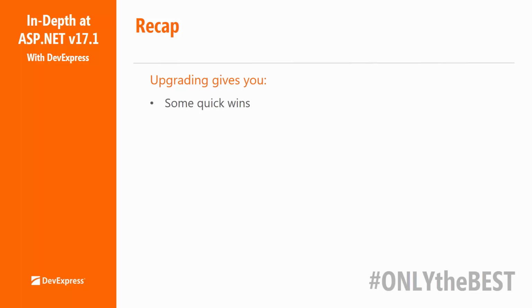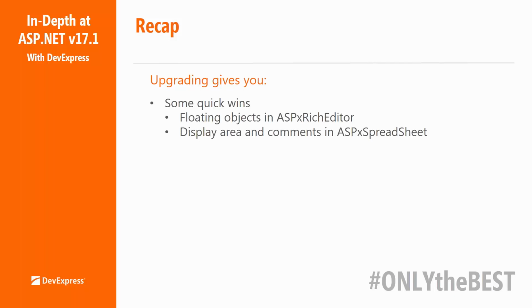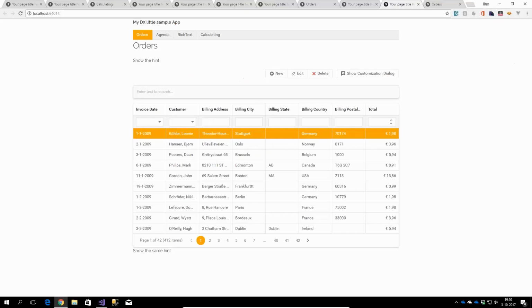And sorry, I do have a small recap to summarize what we have actually discussed. So by upgrading, you'll have a couple of quick wins, as we did discuss, like the floating objects in the rich text editor, the display area, and the comments in the spreadsheet. I didn't show the agenda view in the scheduler actually. That is another thing that works out of the box. I can show that really fast actually. It's good that I had the recap for myself as well.